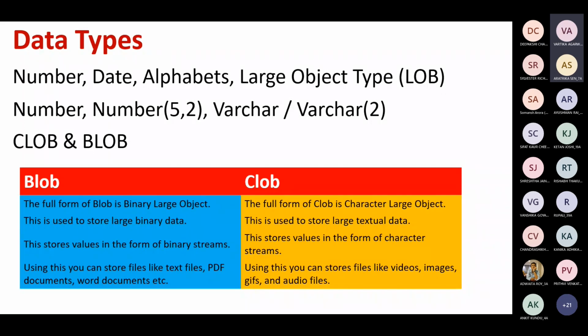So he would be collecting videos, images, GIF files, PDF documents, and all those things. He needs to represent these data types as well. So the PDF documents, text files, Word documents, these would be falling under blob. Blob means binary large objects.